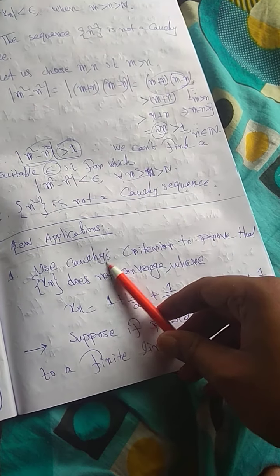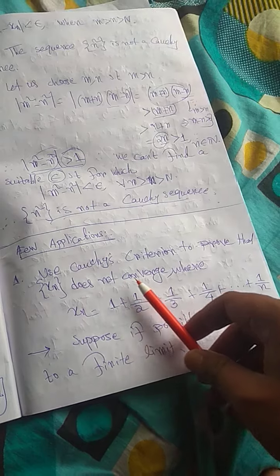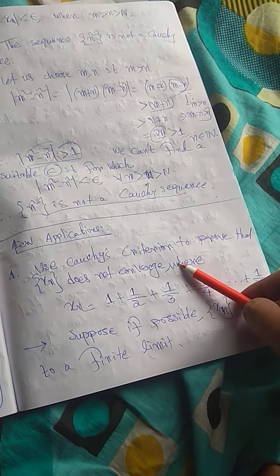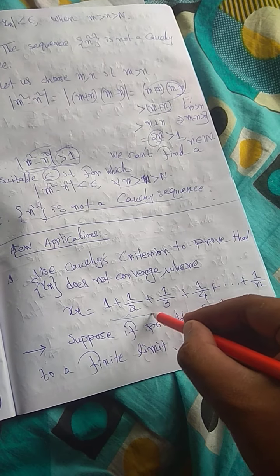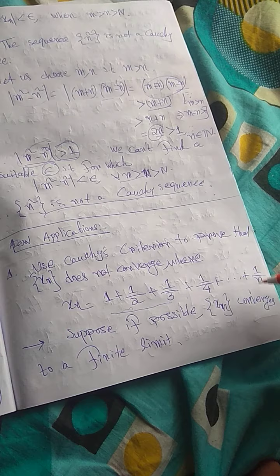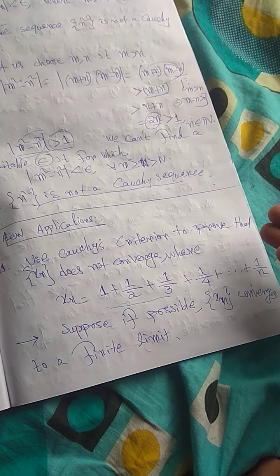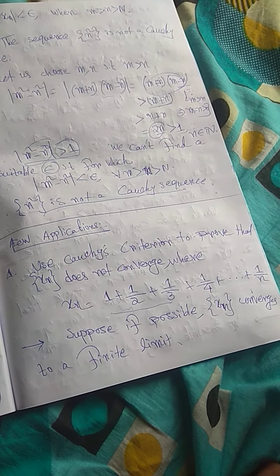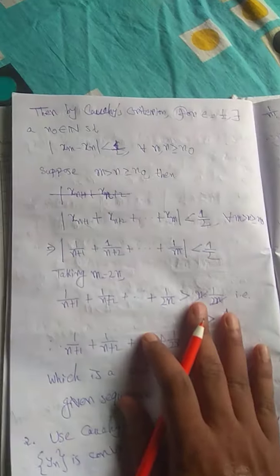Now use Cauchy's criterion to prove that xn does not converge. That means I'll give you the negative answer for this, where xn is 1 plus 1 by 2, 1 by 3, 1 by 4, up to 1 by n. So how to prove this is not convergent? Assume the contrary. Suppose this converges to a finite limit.